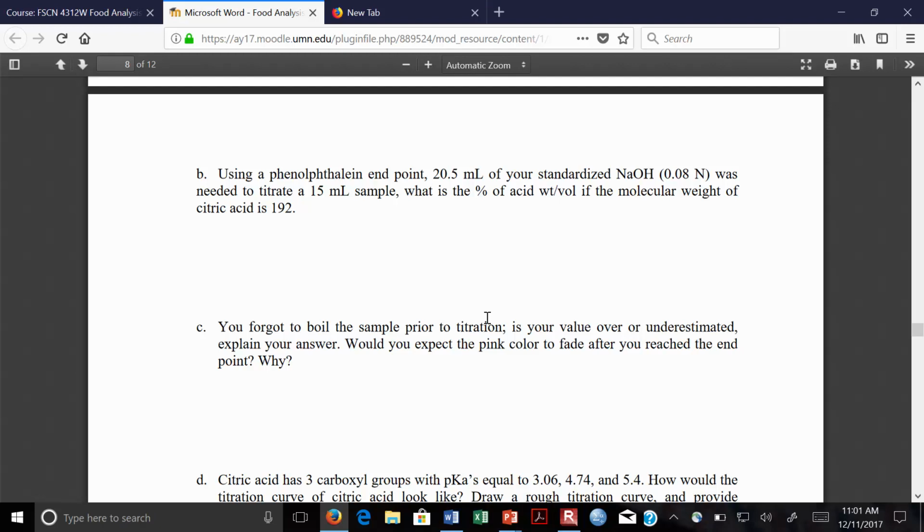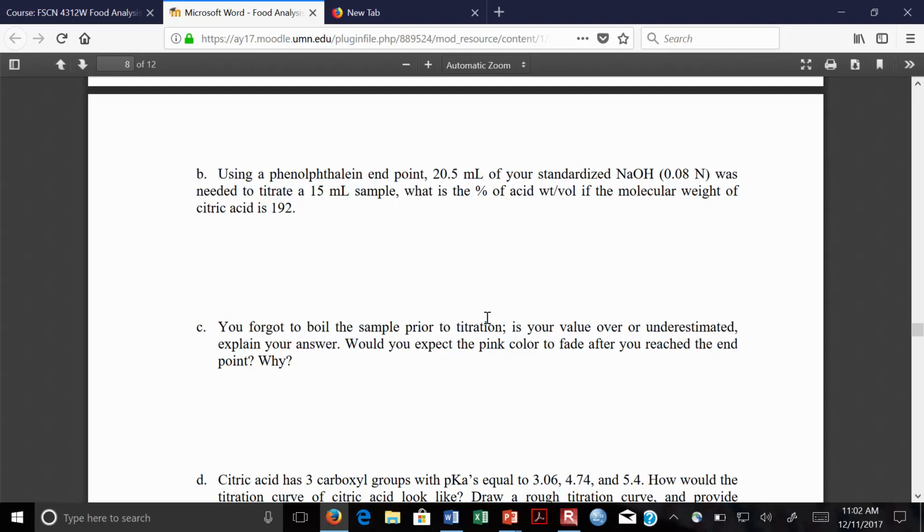Here's a typical question. You forgot to boil the sample prior to titration. Is your value over or underestimated? Explain your answer. So you forgot to boil. So what do you have in your sample? CO2, okay. So when you say you have CO2, what does CO2 convert to in water? Carbonic acid. So it's very important to say, okay, so it's not boiled. You have carbonic acid, the CO2 in there is going to convert to carbonic acid.